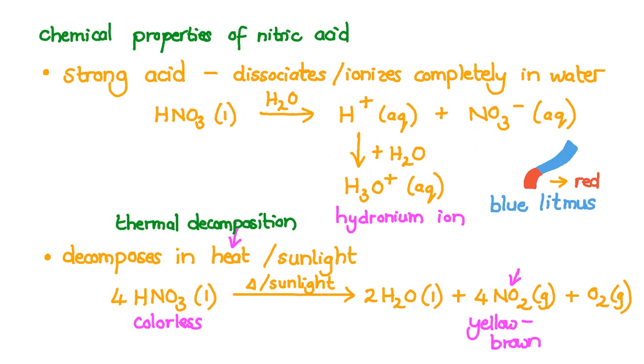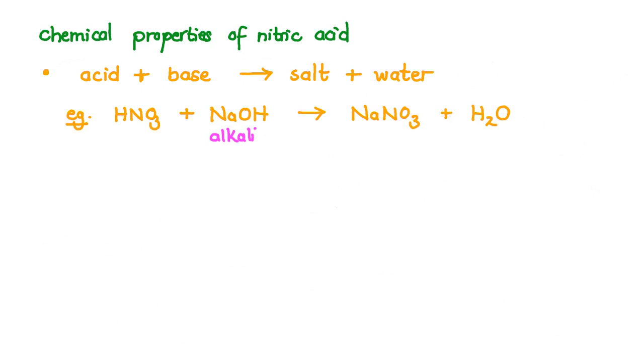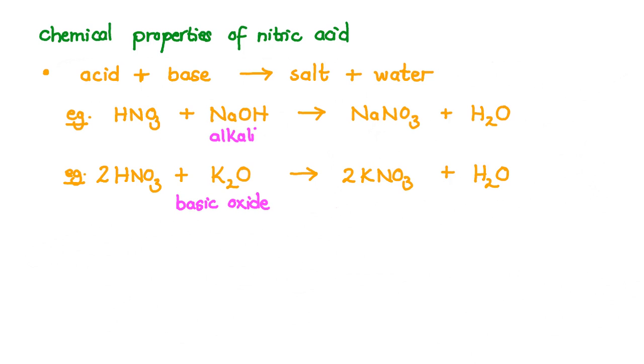Now, because nitric acid is an acid, it can react with a base. The general equation of the reaction between an acid and a base is acid plus base gives salt plus water. In the case of nitric acid, it can react with a base, specifically an alkali base, for example sodium hydroxide, to produce the salt sodium nitrate and water. Nitric acid can also react with a base that is a metal oxide or a basic oxide, for example potassium oxide, producing the salt potassium nitrate and water.